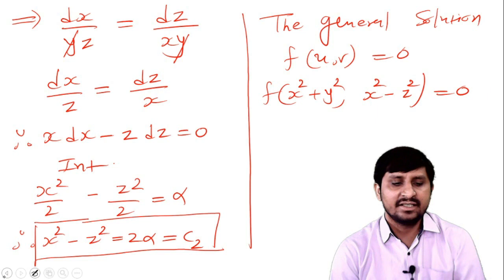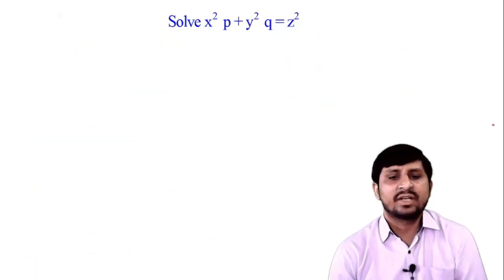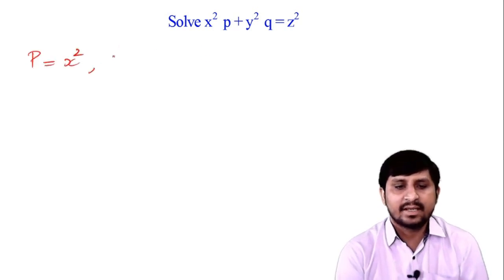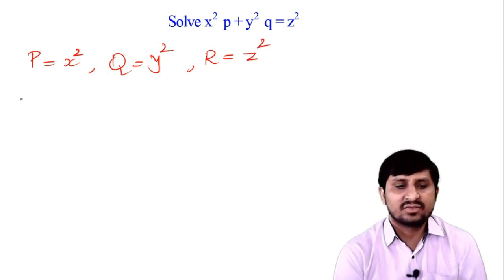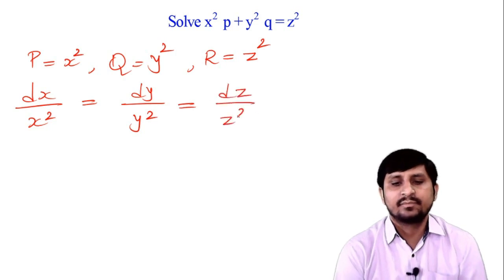Okay, quite easy to solve using grouping method. Let's take one more example. Here you can see that what is my capital P? Capital P, that is x square. What is my capital Q? Capital Q, that is y square. And what is capital R? Capital R, that is equal to z square. So dx by capital P, that is x square, dy by capital Q, that is y square, and dz by capital R, that is z square.